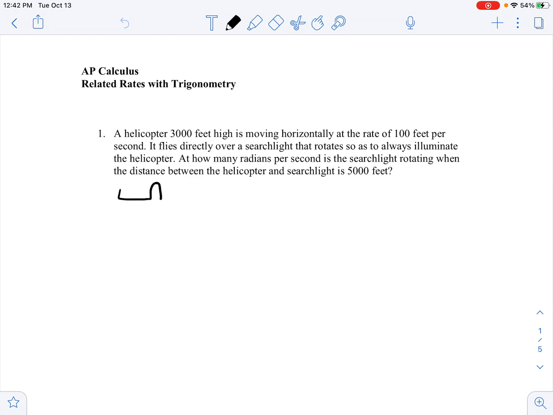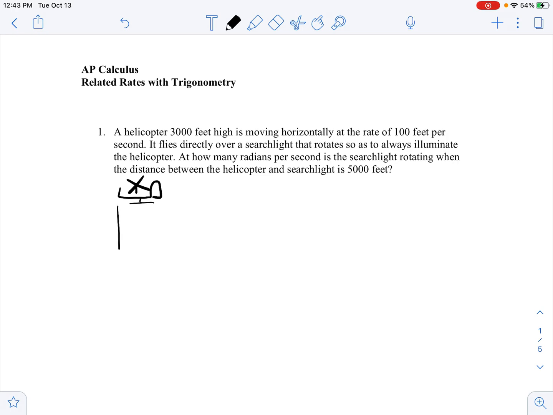So we've got our helicopter. Here's mine. There's our helicopter, okay? And it's at 3,000 feet up. So the altitude is 3,000 feet. So I'm going to label this as such, 3,000 feet. Now, it's moving horizontally at a rate of 100 feet per second. So the way I've drawn this, I'm going to have it moving in this direction, okay, at 100 feet per second. It flies directly over a searchlight.